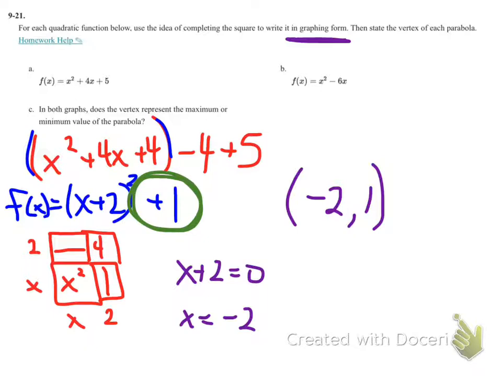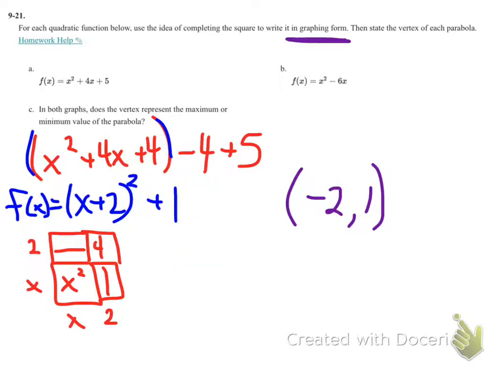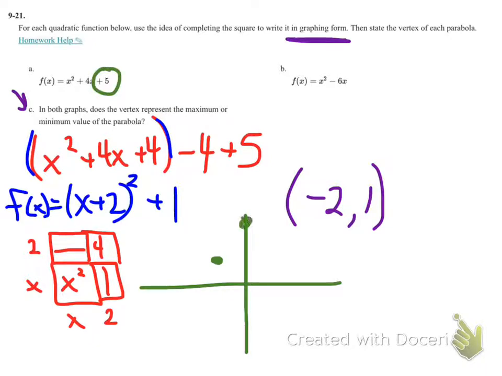So now, with that information, I'm going to go and answer problem C right now. If I'm thinking of this graph, I have a vertex at (negative 2, positive 1). My y-intercept here is at 5. So my parabola is going to open up this way. I also can tell it opens up because my x squared term is positive. So that means that the vertex right here, (negative 2, 1), is a minimum for this parabola.